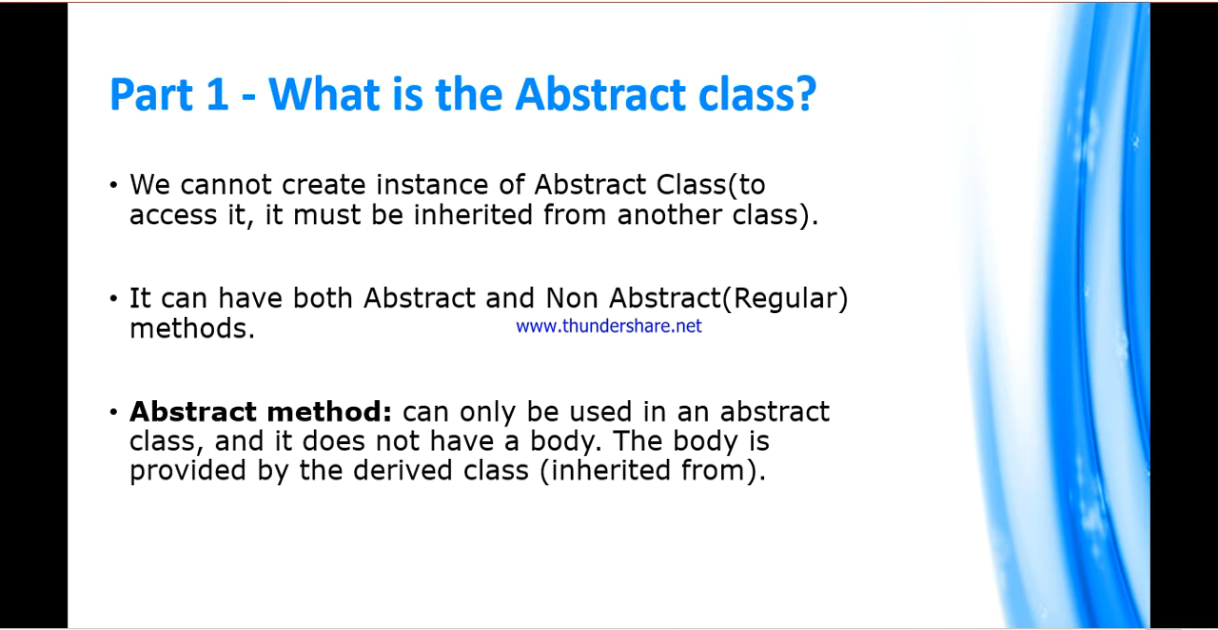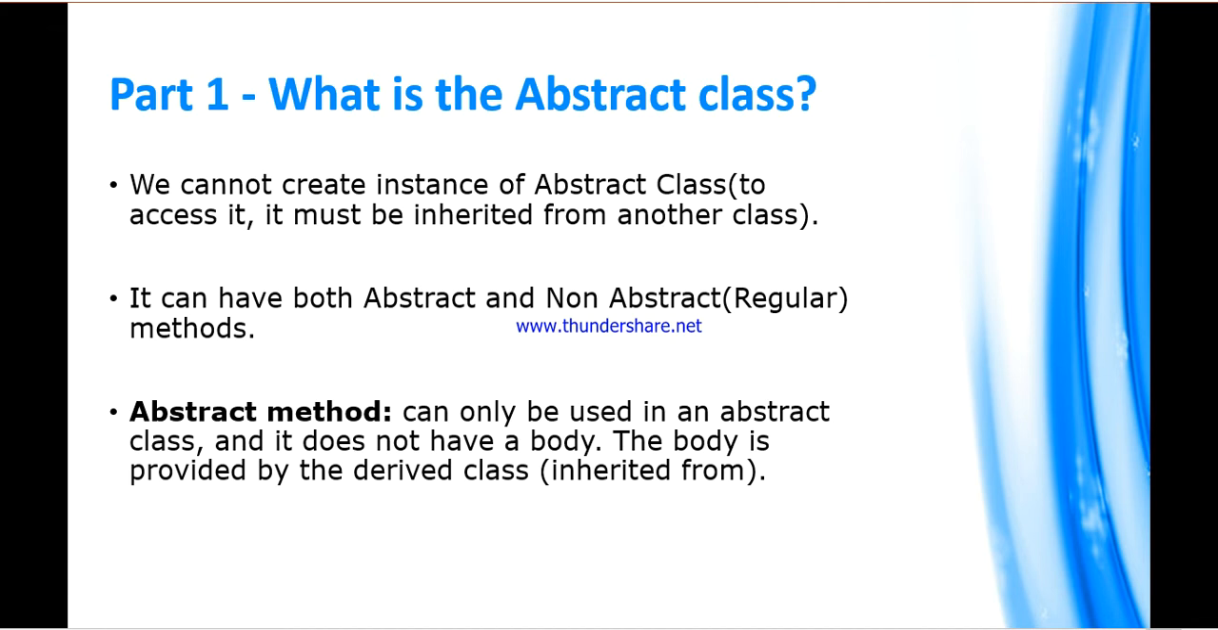Here we have the definition of abstract class. An abstract class is a class where we cannot create an instance, but for the normal class, which we also call a concrete class, we can create an instance of it. For the abstract class, we cannot create an instance. And an abstract class can have both abstract and non-abstract methods.